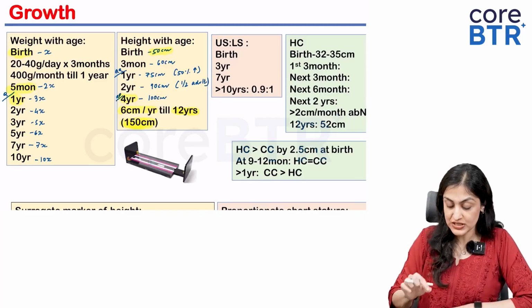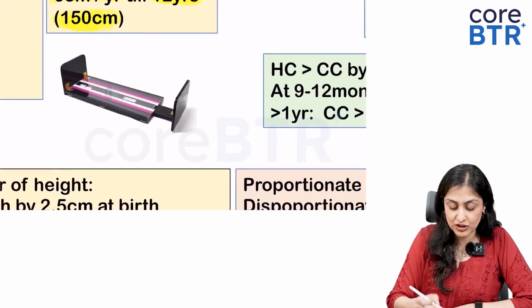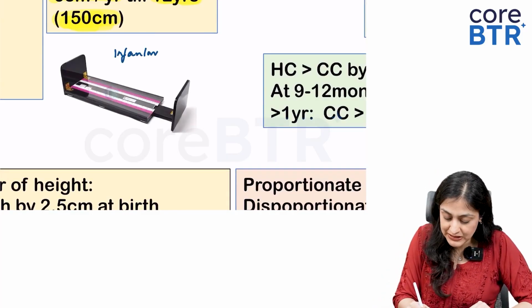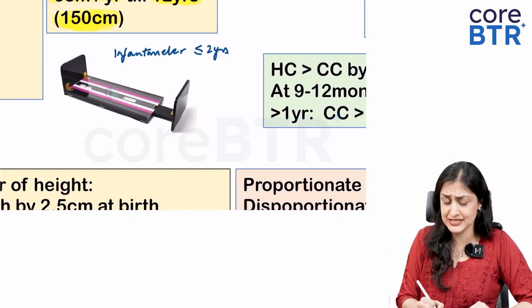Yeah, so that's important. What we use to measure the length of the baby for the first 2 years when baby can't stand is this. This is called an infantometer. Used till around 2 years, and after that the baby can stand, right?